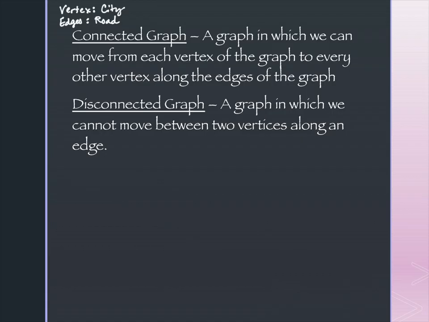Now, if you change the context for your edges from roads to flight paths or something like that, now you might actually be able to do it, correct? So the context, the things that you're letting your edges and your vertices be, matter to whether or not something is connected or disconnected.